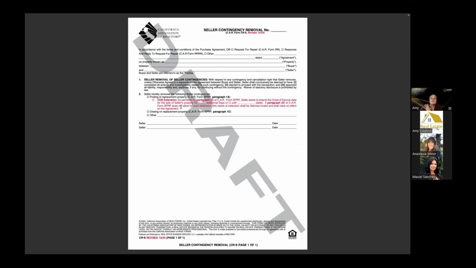So you would fill out this section here. Seller elects to extend the close of escrow date for the sale of seller's property for X additional days or until a specific date. If paragraph 2C of CAR form SPRP does not allow for such extension, this notice of extension shall be deemed invalid and shall have no effect on the agreement. So it has to be written into the SPRP for this section to be valid. Any questions on that change to the seller contingency removal form?